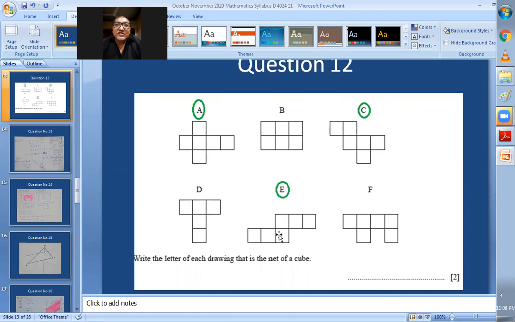If you pay attention, this will be a wall, this will be the floor, this will be the wall, this will also become a wall, this will become a wall, and this will become the roof. So this is a cube. So A, C and E make a cube. Okay, so A, C, E make a perfect cube. The rest of the diagrams cannot make a cube. I hope you have understood.